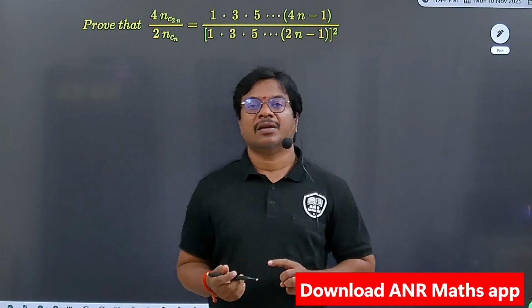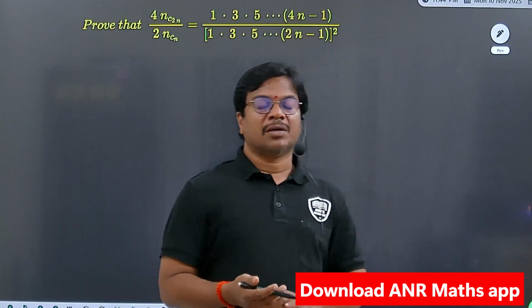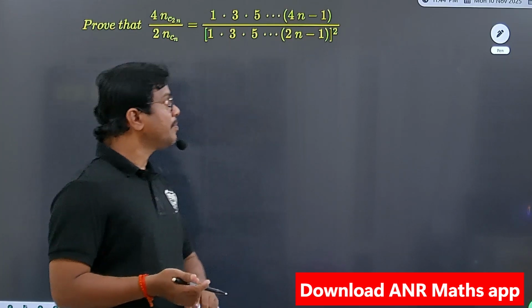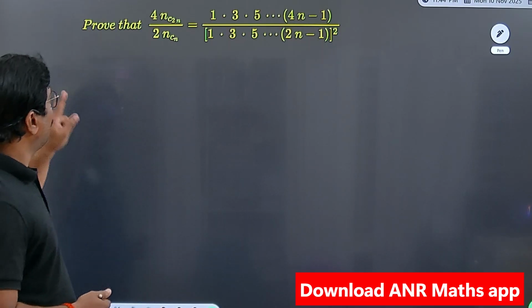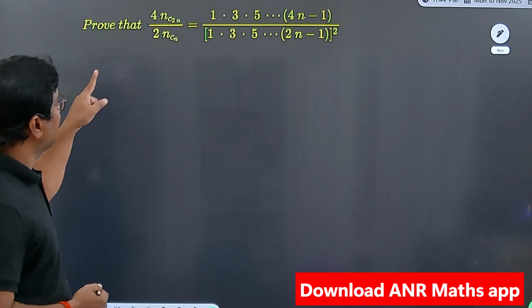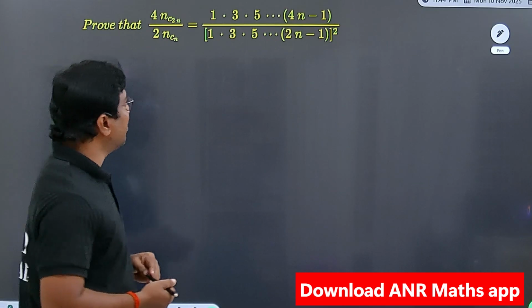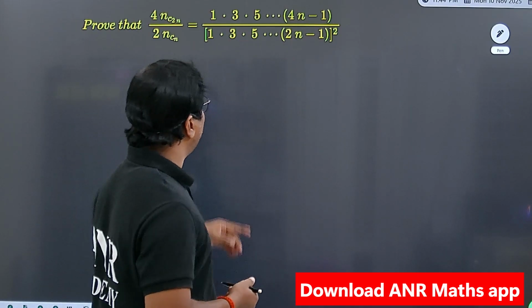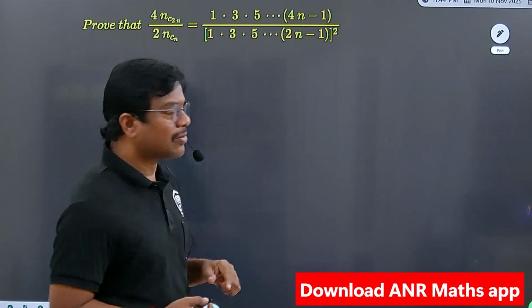Hello everyone. In the public examination, question number 14 is a 4-mark question framed from the Permutations and Combinations topic. Let us see the first question. Prove that 4n C 2n divided by 2n C n equals 1, 3, 5 and so on 4n minus 1 divided by 1, 3, 5 and so on 2n minus 1 whole square. This is the question.